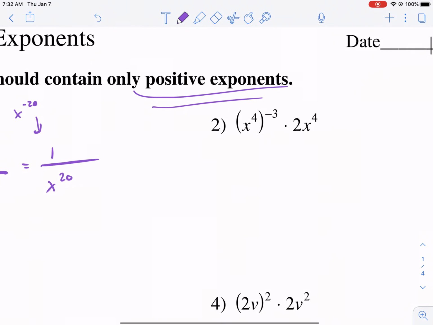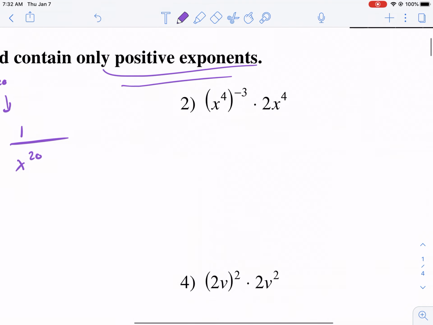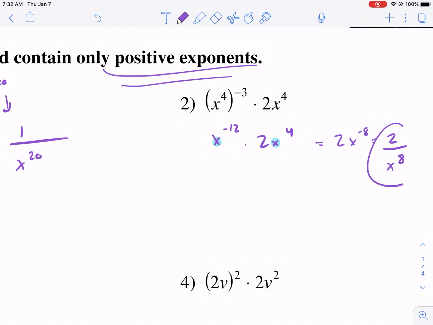All right, so the next one, we're just going to go to number 2 and then we'll skip around after that. We're going to get x to the negative 12 because we multiply exponents, times 2x to the 4th. So I'm going to add these exponents first because we have like bases here. That will give us 2, because there's no other coefficients to multiply, x to the negative 8th. Because it's a negative exponent, we need to make it positive. How do we make it positive? We put it in the denominator, x to the 8th, and there's our answer.